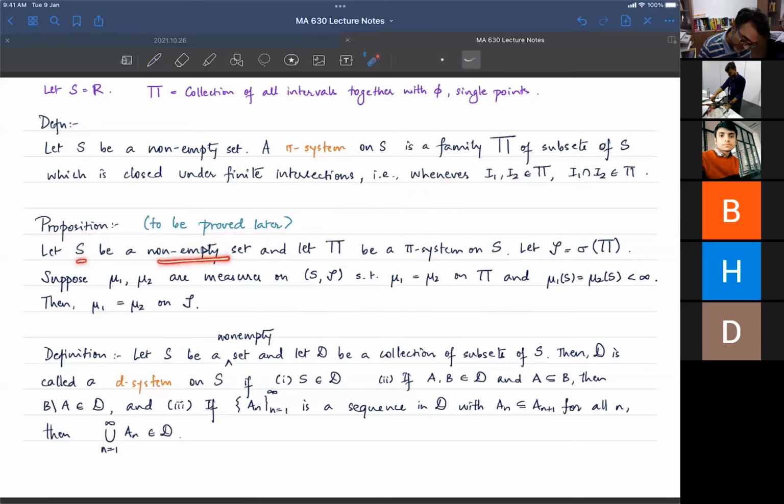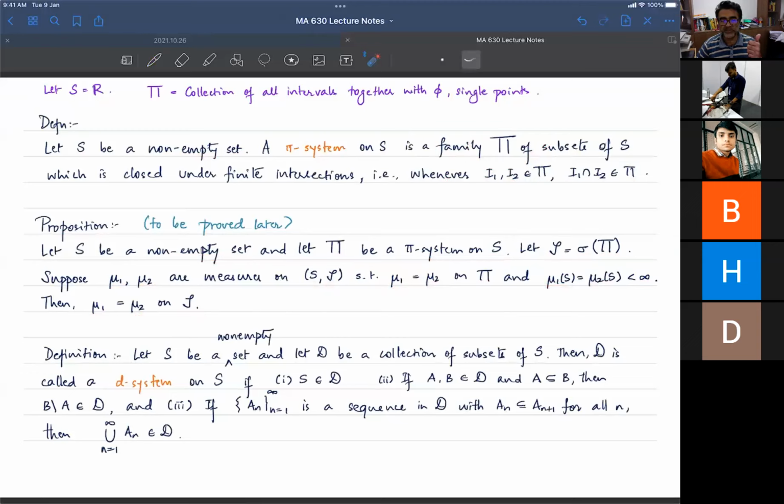So S is a non-empty set. Pi is a pi system on S. All right, let script S be sigma of pi. Suppose I have measures mu1 and mu2 on S, script S, such that mu1 and mu2 agree on pi. And further, that mu1 of S equals mu2 of S is finite. Then the claim is that mu1 equals mu2 on all of script S. All right, so that's what we're working toward. So far, so good.